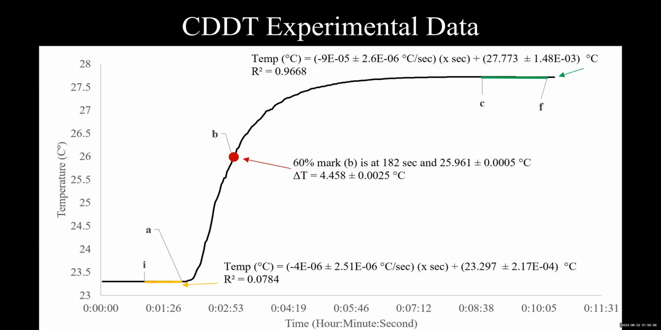The change in temperature was found using the equation previously described and the points on the graph. A linear trend line was fit between both points I and A and C and F, and linear regression data analysis was done to determine the equations, error values, and R-squared values on the screen.